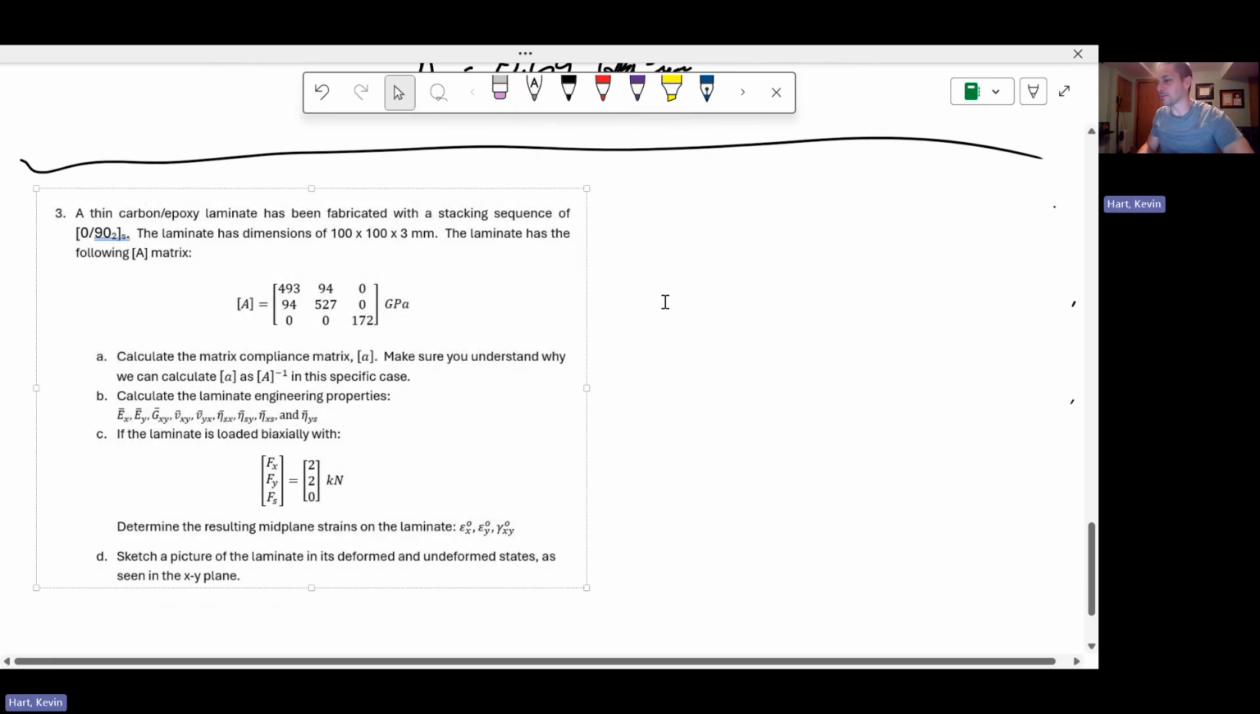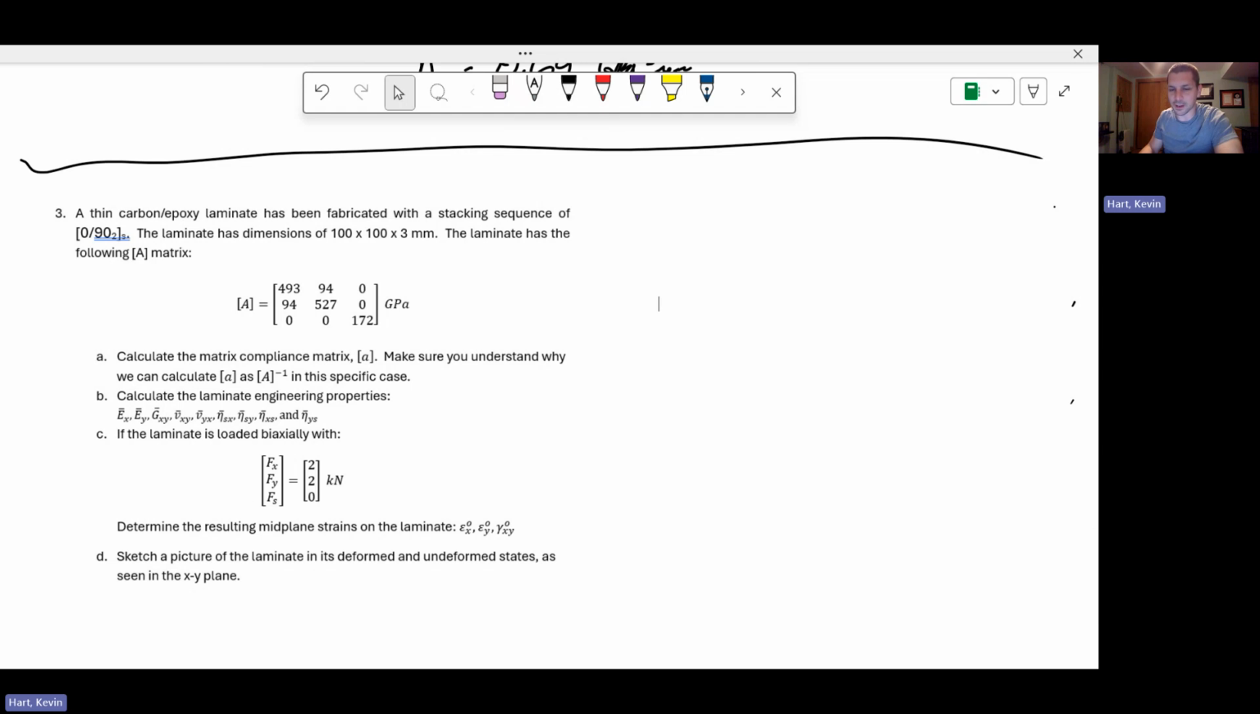A thin carbon epoxy laminate has been fabricated with a stacking sequence of 0/90 2s. So we have 6 layers here: 0, 90, 90, 90, 90, 0. The laminate has dimensions of 100 by 100 by 3. The laminate has the following A matrix. Okay, here's the A matrix.